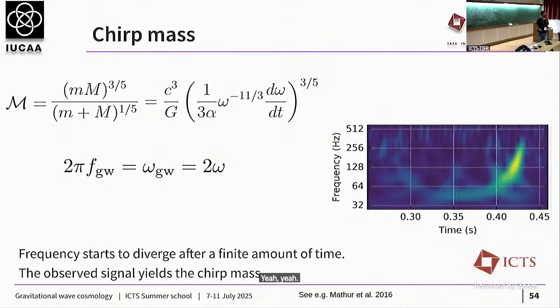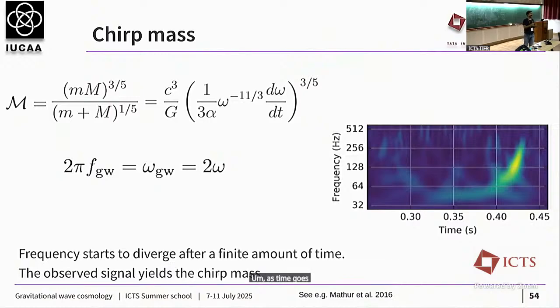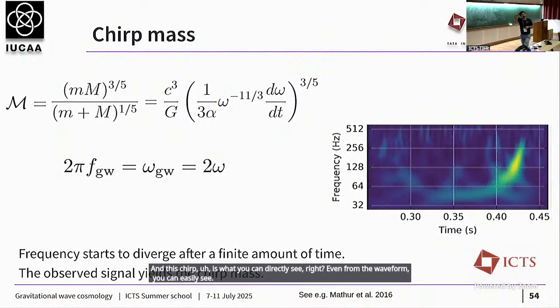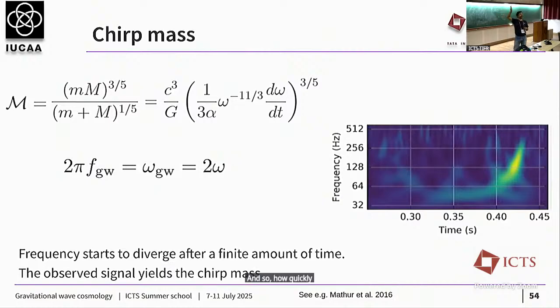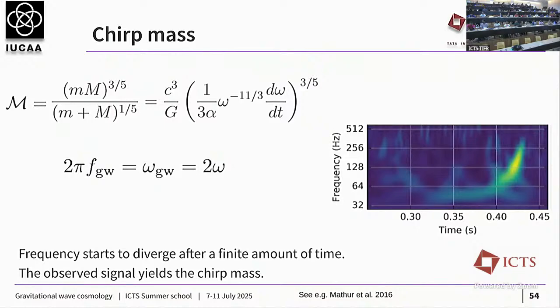So gravitational waves, the d omega by dt, this thing where you start to see a sudden increase in the frequency, that thing is now called a chirp, because you start to see that the frequency is increasing as time goes on. And so that's why it's called a chirp. And this chirp is what you can directly see, even from the waveform, you can easily see. And so how quickly this frequency is changing is related to this chirp mass. Yes, exactly. That's the reason why it's called chirp mass.